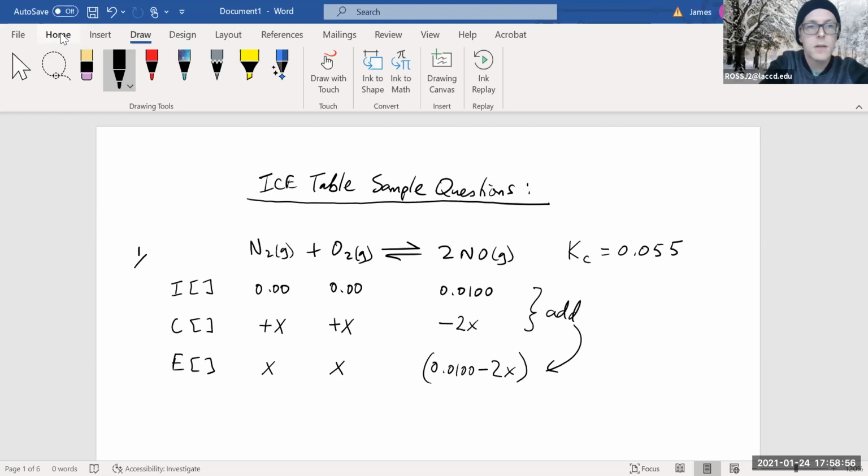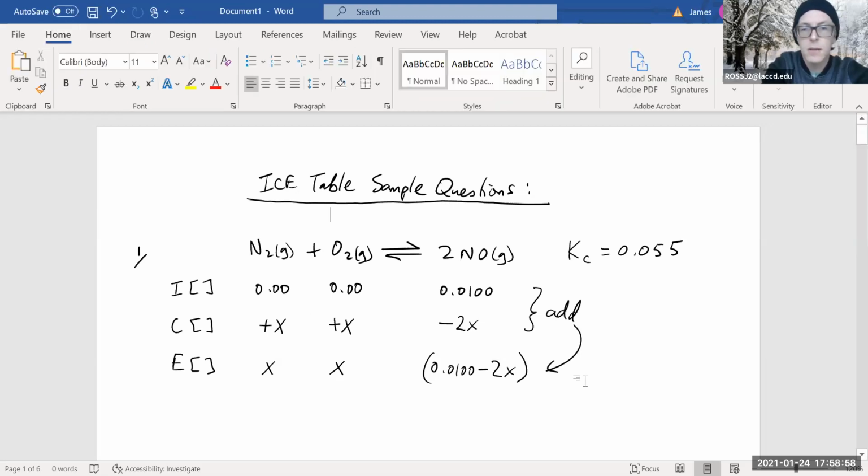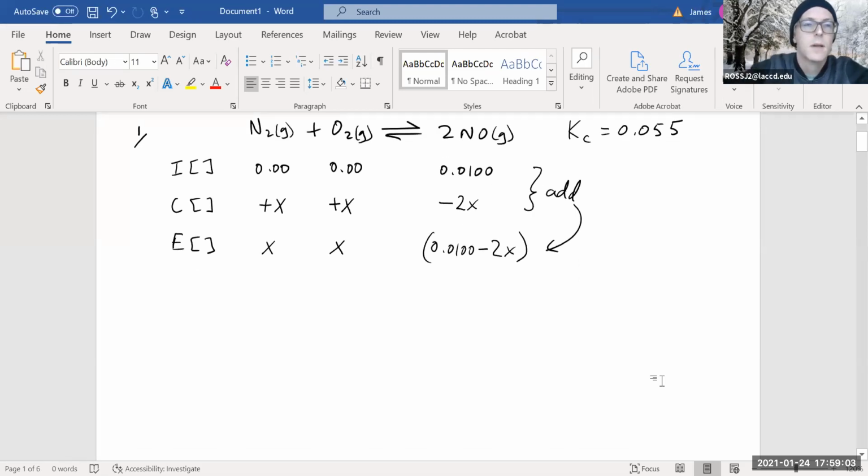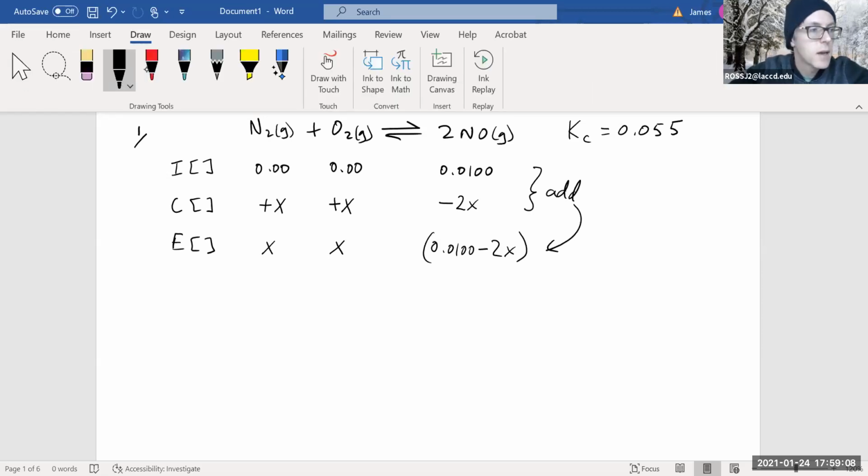So let's scroll this down. Okay, so we've started to set up our ICE table. So let's write a Kc expression. So Kc is NO squared divided by N2 O2. That's our law of mass action expression. Well, this is equal to 0.055, no units.